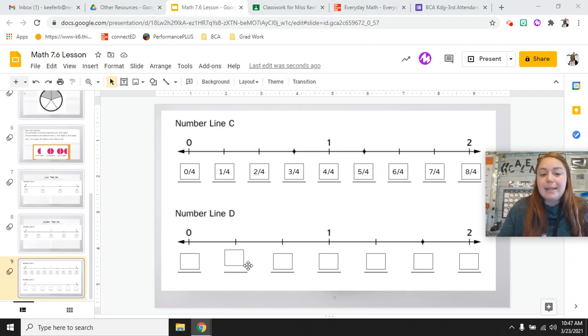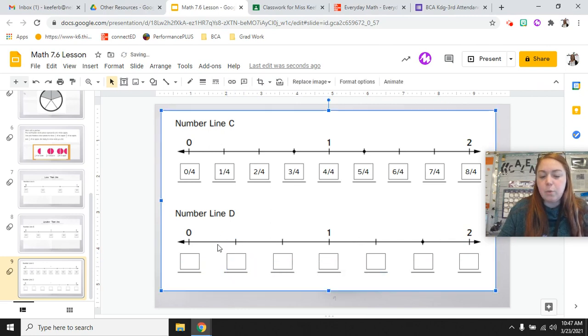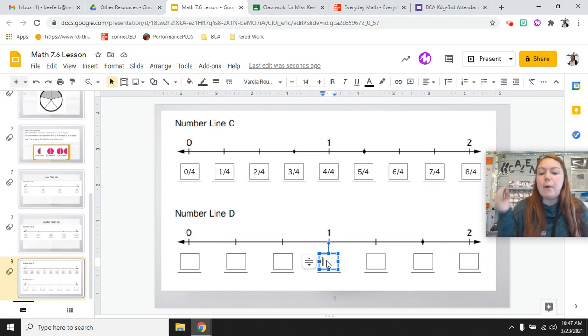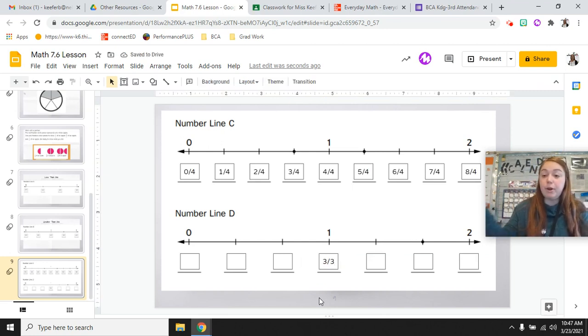And then our number line D. Okay, same thing. It's going from 0 to 2, 2 wholes, but look at how many spaces there are. Okay, so look here. There's 1, 2, 3. So what would our fractions be? We're working with thirds. So what would be our whole number for the 1 if we're working in thirds? It would be 3/3. If I had 3/3, that would equal 1 whole.